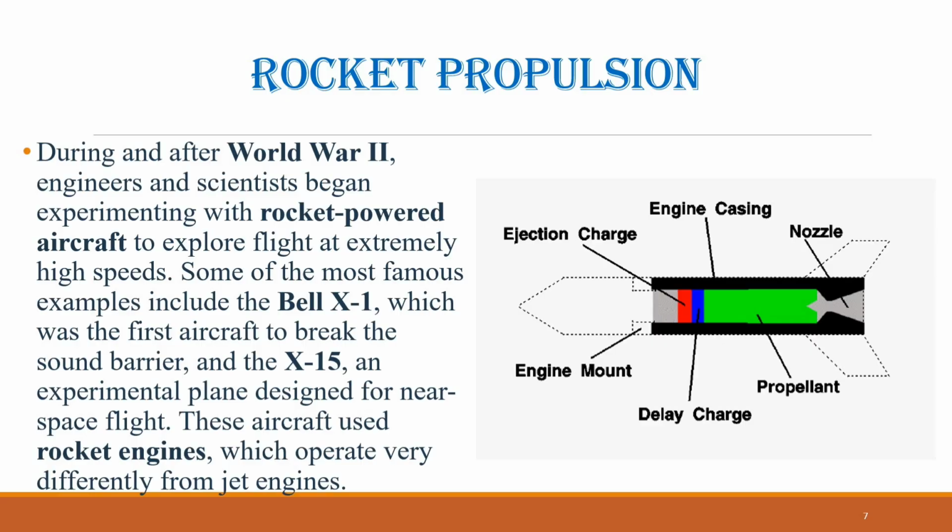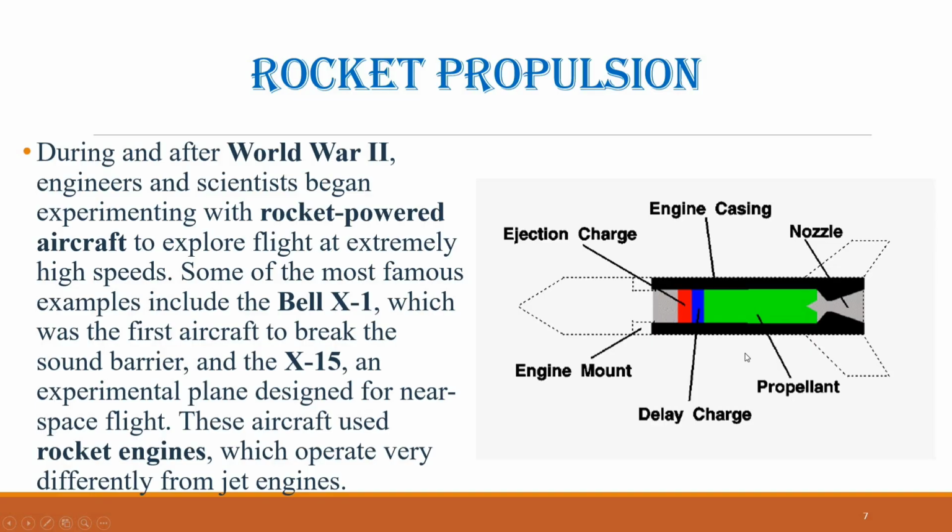These aircraft used rocket engines, which operate very differently from jet engines. In a rocket engine, both the fuel and the oxidizer, the source of oxygen needed for combustion, are stored on board. These components are combined and burned in a combustion chamber, producing extremely hot gases. The gases are then expelled through a nozzle, which accelerates them to very high speeds, generating thrust.